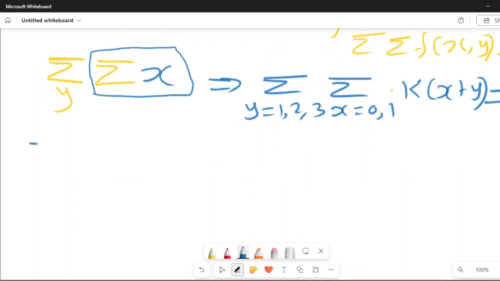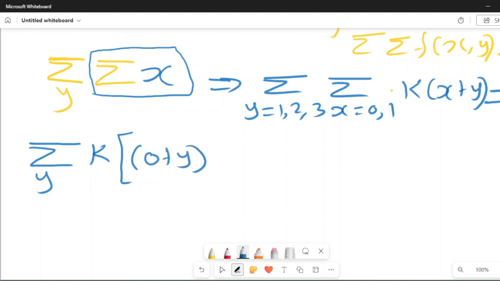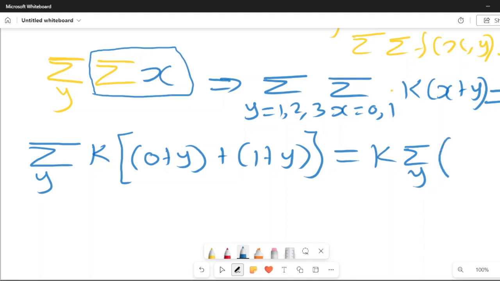So if I sum over x, I'll put k there. When x is 0, it's 0 plus y, and when x is 1, it is 1 plus y, and therefore I'll be left with k times the sum over y of (1 plus 2y). Now I have three values of y: y is 1, 2, and 3. Therefore, I'll keep k as a constant, and I want now to sum over y.